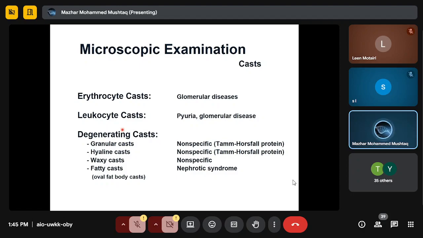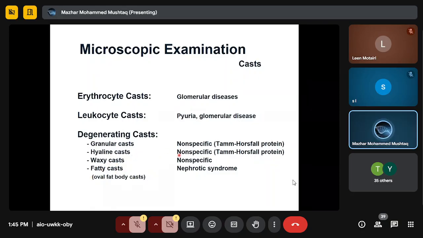So we go to the cast. What is a cast? It is just the fingerprint of the nephron. You can say that it is just a fingerprint of the nephron. How it is formed and what the different casts are: for example, here you have the erythrocyte cast. It indicates glomerular disease. You have the leukocyte cast. It indicates glomerular disease or pyuria. You have the degenerative casts, that is granular cast, hyaline cast, waxy cast, fatty cast, or the oval fat body cast.